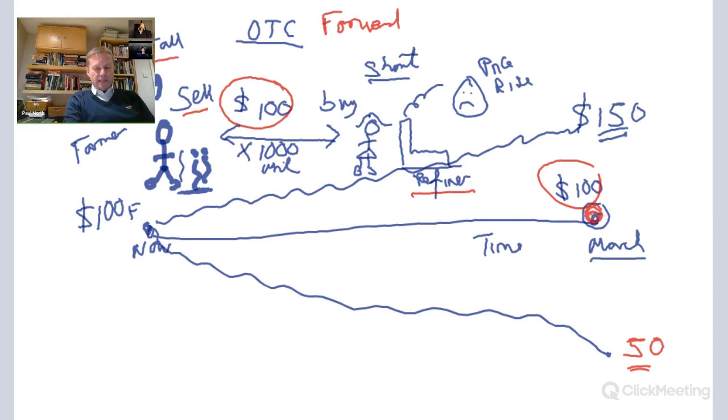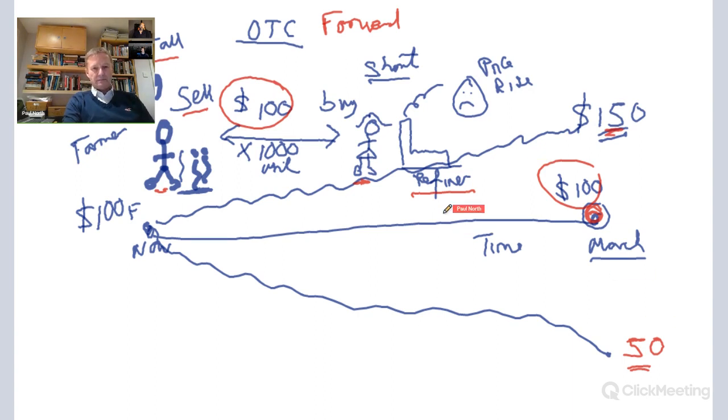And the important thing to realize here is that both parties are financially obligated to deal on settlement day at the forward price of 100. And because she and he are such honorable people, even when they might think twice about not fulfilling their obligation, they will go through with it. Especially as you can see here, the farmer probably in hindsight wouldn't want to complete on his forward contract in March if the local price was at 150, and vice versa for the refiner if the market went to 50.